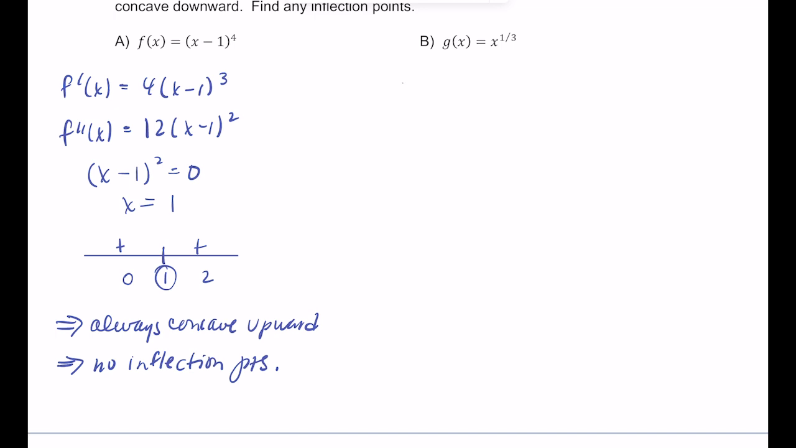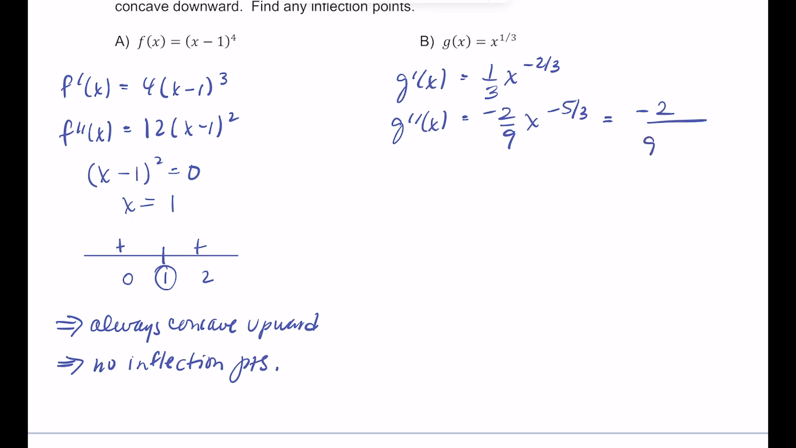In my next function, okay, I'm just going to use the power rule. That's just going to be 1/3 x to the negative 2/3. And then my second derivative, if I do negative 2/3 times 1/3, I get negative 2/9 x to the negative 5/3, which I can just write as negative 2 over 9 x to the positive 5/3 power.